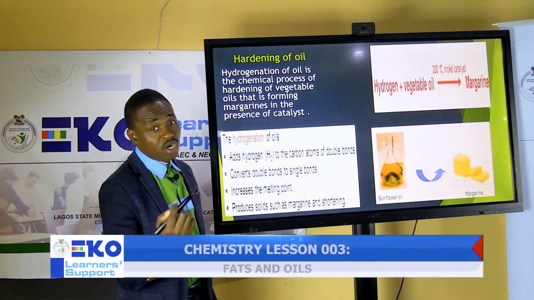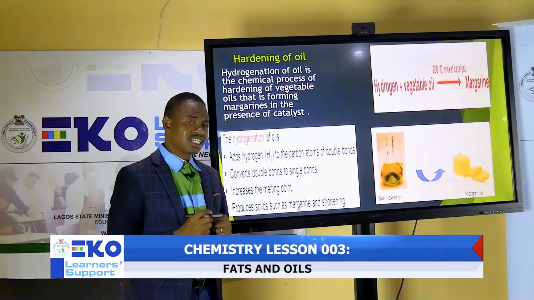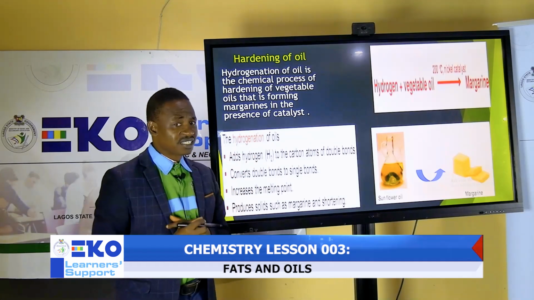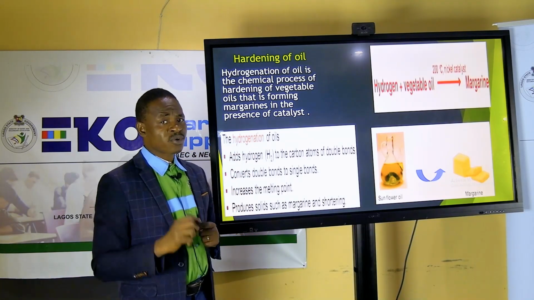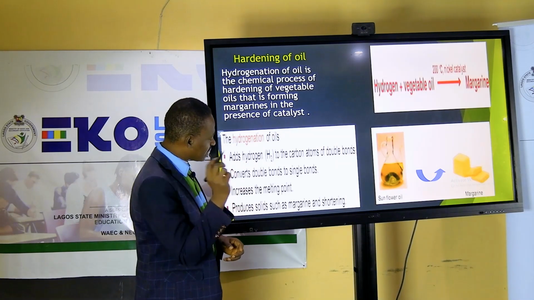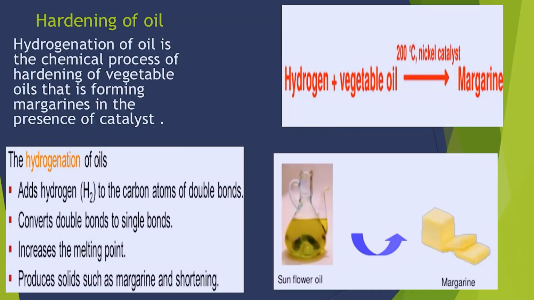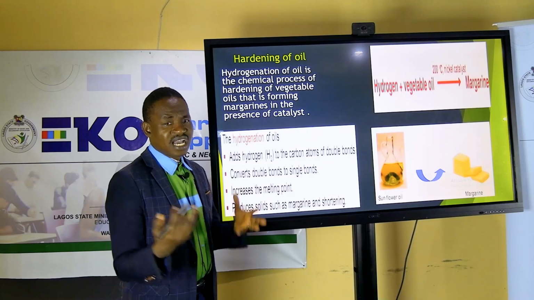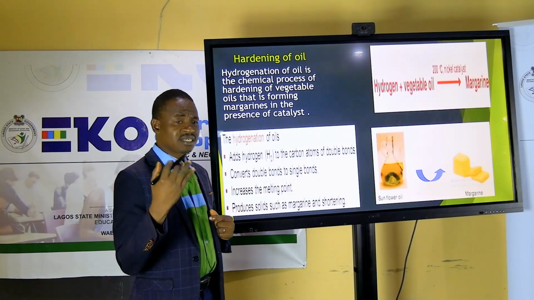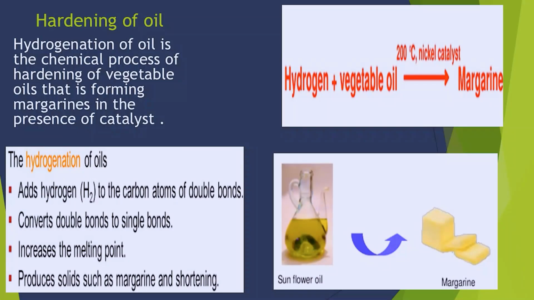You discover that it has a double bond because it is unsaturated. So hydrogen will come in to fill the position of the double bond, and turn into saturated fatty acid, which eventually form what we call fats. So what happened again in the process? The double bond is being converted to single bond by a reaction between hydrogen gas and the unsaturated fatty acid. And what will happen to that? It will increase its melting point.